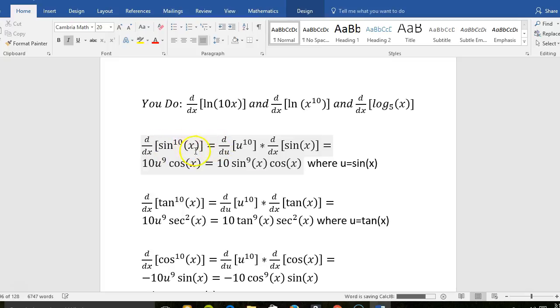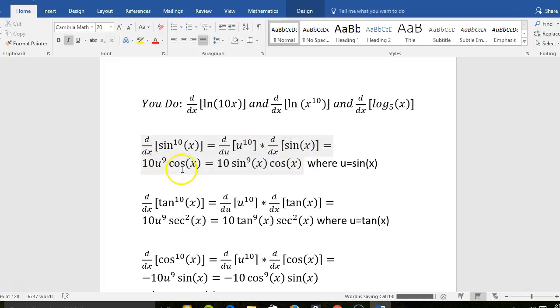So we let u equal the sine of x, and so we got d by du of u to the 10th times d by dx of sine x. Again, this is just the chain rule. The 10 comes down, and we subtract 1, so we get 10 u to the 9th times d by dx of sine x.